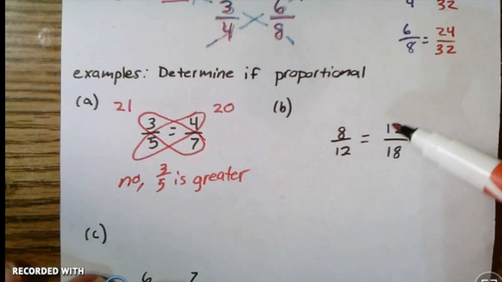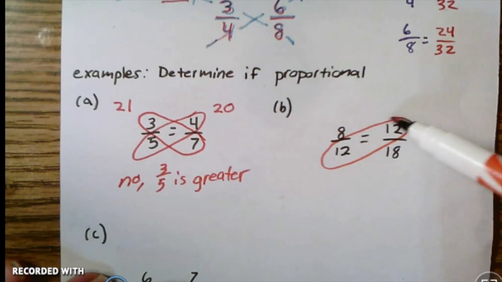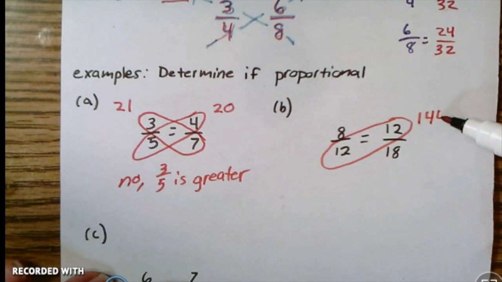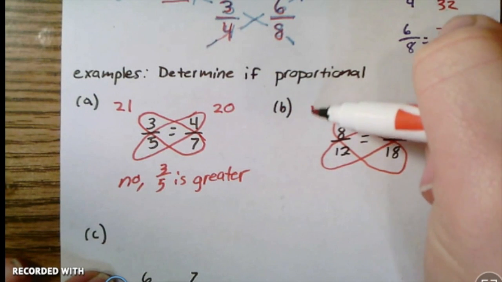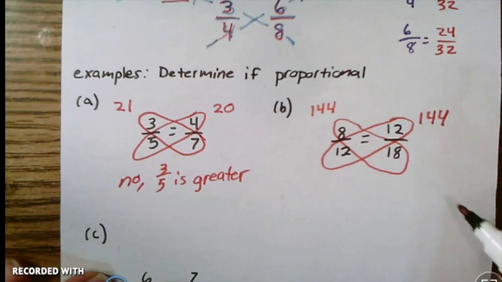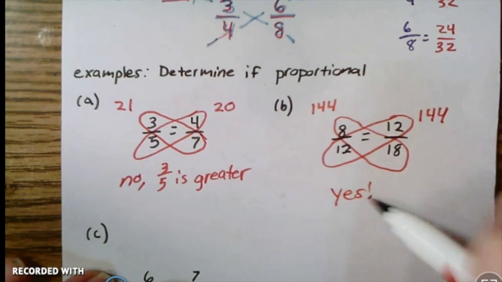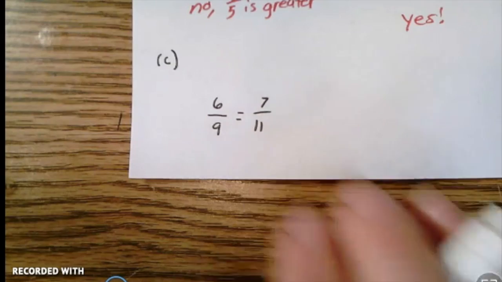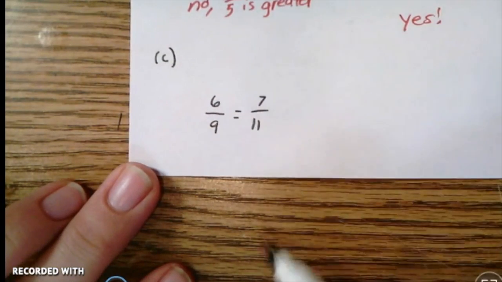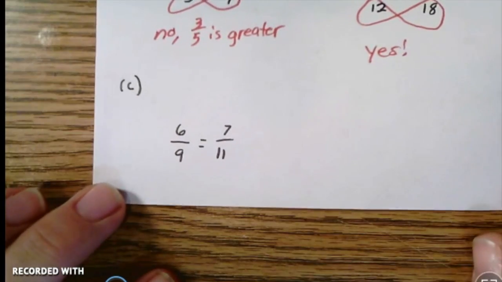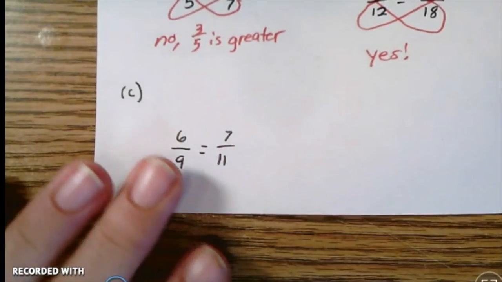All right, try example B. So here we've got 12 times 12, which is 144. And 8 times 18, which is also 144. And so are these proportional? Yes, they are. All right, try example C on your own. You're going to multiply, write the numbers there, and tell me if they are proportional, and if they are not, which one is bigger.